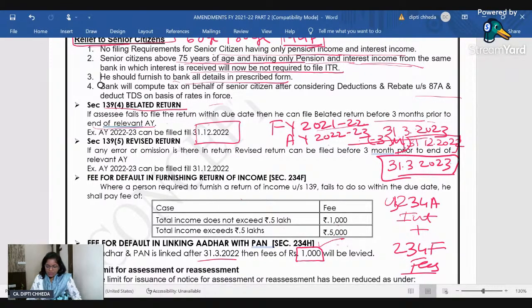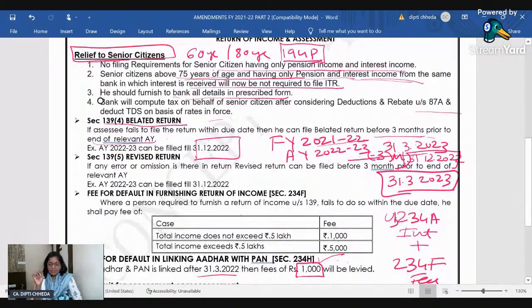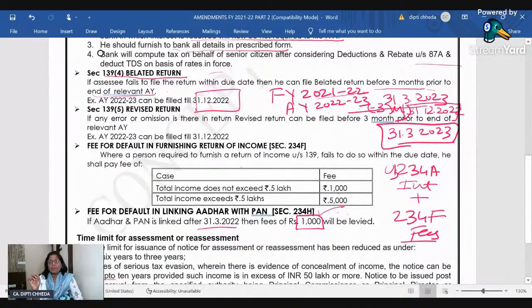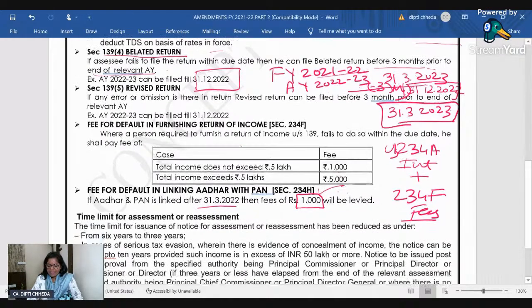So that's all for the amendment. First one is senior citizens above 75 years, if they have only pension and interest income and they furnish all the details to bank, the bank will deduct TDS after considering all deductions and rebate and all. And they don't have to file the return. And belated and revised return, 31st December after completion of the previous year, 3 months prior to the end of the assessment year. And then fees is changed now.